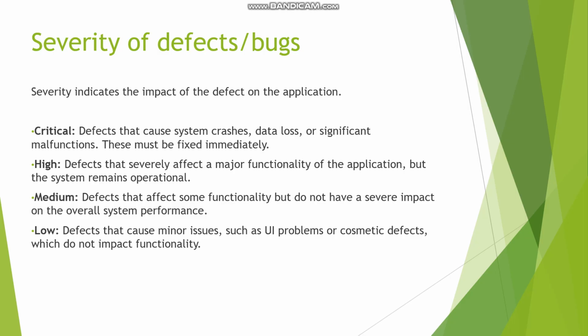High severity means defects that severely affect a major functionality of the application, but the system remains operational. Medium severity means defects that affect some functionality but do not have a severe impact on the overall system performance. Low severity is defects that cause minor issues such as UI problems or cosmetic defects which do not impact functionality.